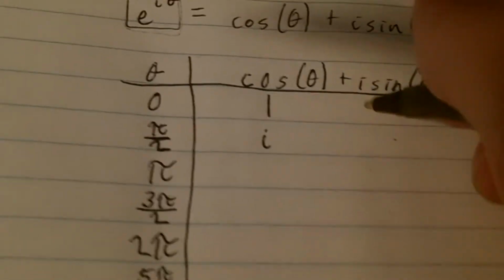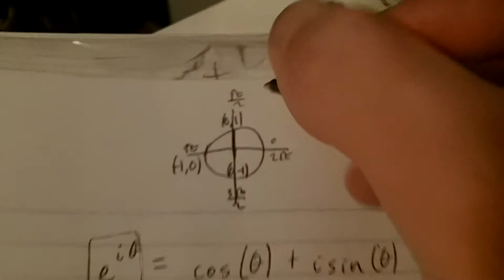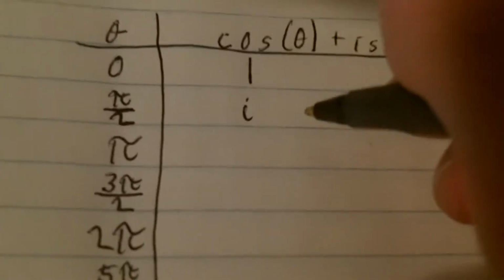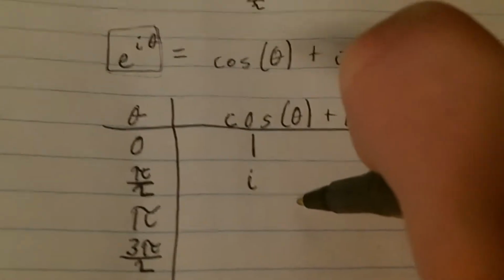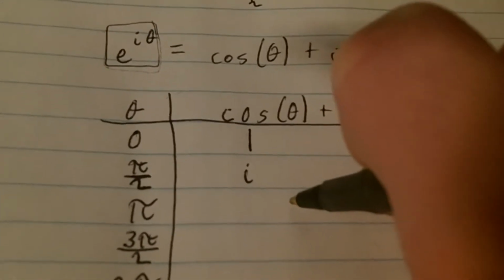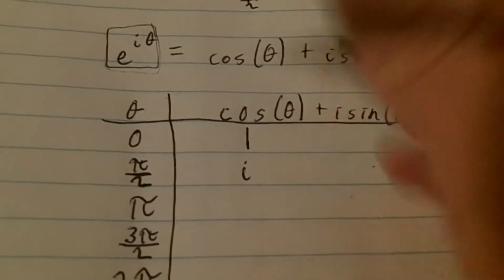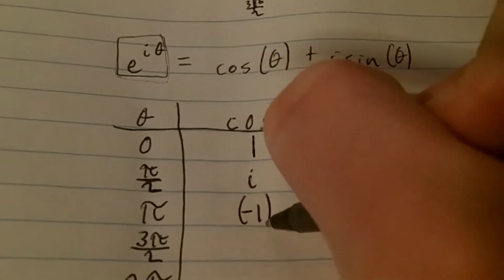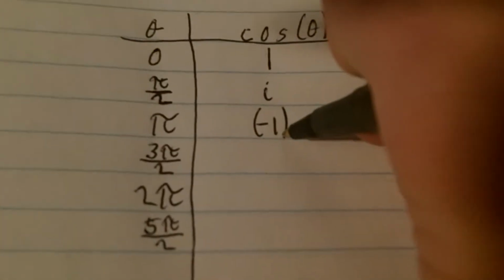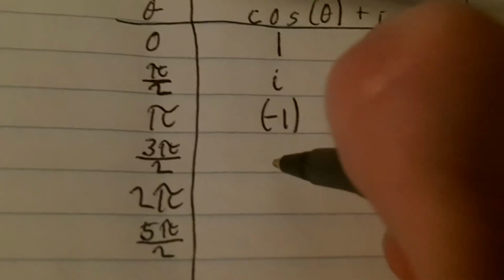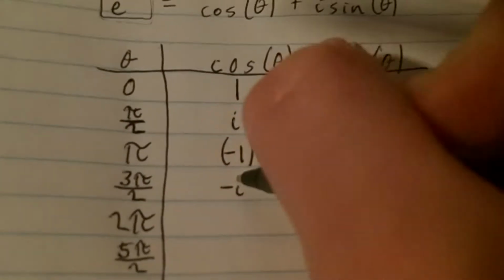And so similarly for pi, we can substitute that in for theta. Cosine at pi is negative 1, and the sine is 0, the y-coordinate is simply 0. So at that point we can just say this is negative 1. At 3 pi over 2, cosine is the x-coordinate 0, and then the y-coordinate is negative 1. So I'm going to say 0 minus i, so negative i.